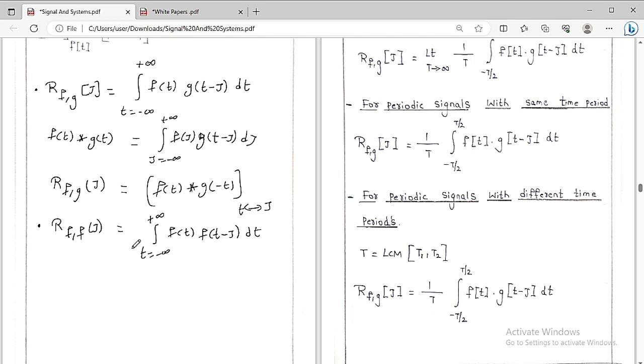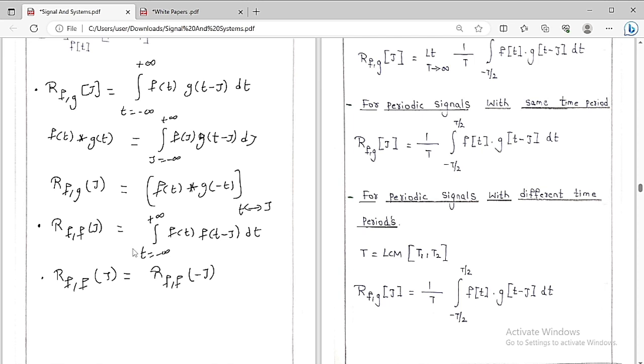One more important point you always have to keep in mind, this formula you have to remember: the autocorrelation r f is an even function. So autocorrelation is always an even function. So plus tau and minus tau are always the same. So r f of plus tau is always equal to r f of minus tau because it is an even function.